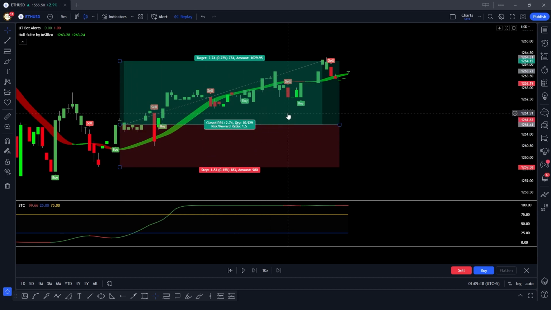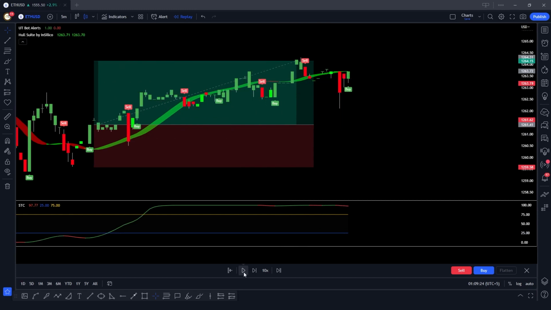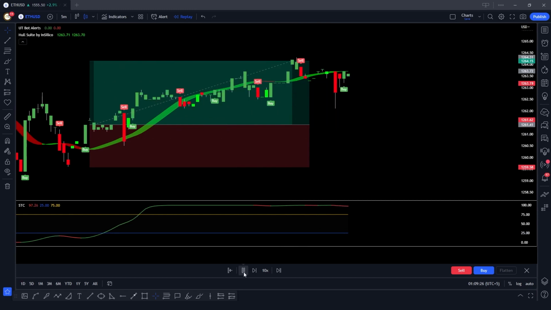Now again in this case, you can see the price action is happening below the baseline, but the baseline color is green, so this is again a false signal, and we need to avoid that. Now let's forward play the market, and let's see if we can find any other trades.